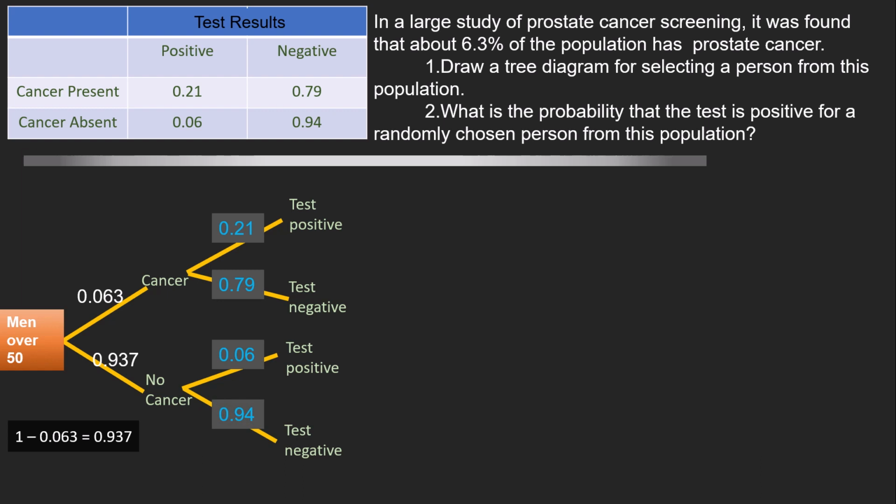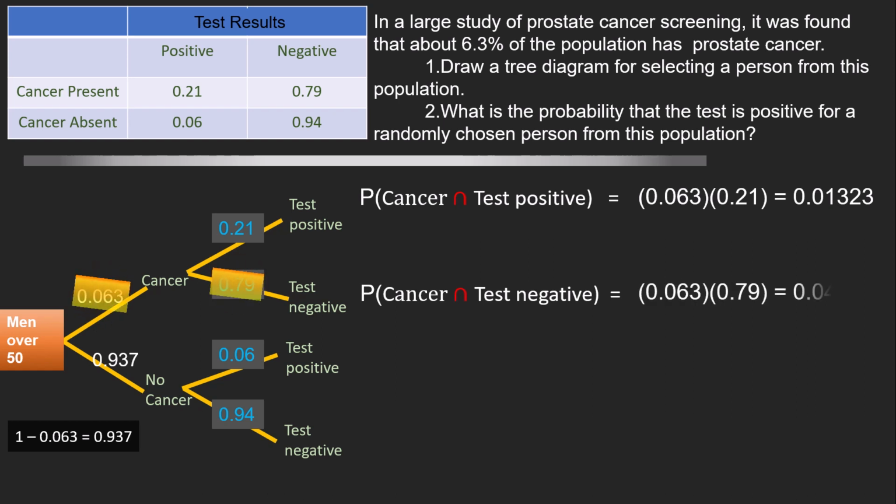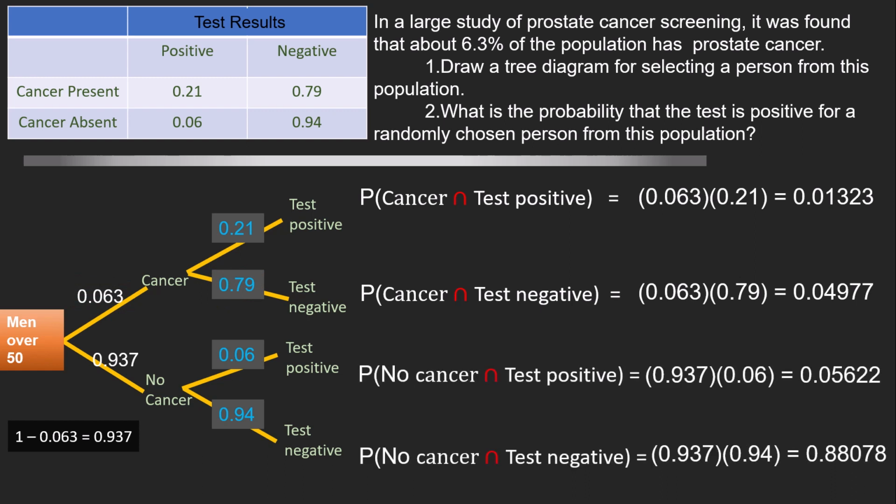Those are conditional probabilities. Now we need to find the probability of cancer and test positive. How do we find this? Multiply these 2 probabilities. So that is the probability of cancer and test positive. Then find the probability of cancer and test negative. Multiply these 2 probabilities. It is 0.04977. You can find the rest of the probability the same way.